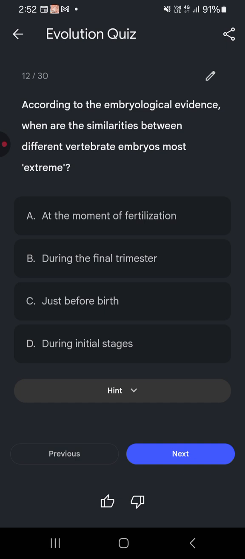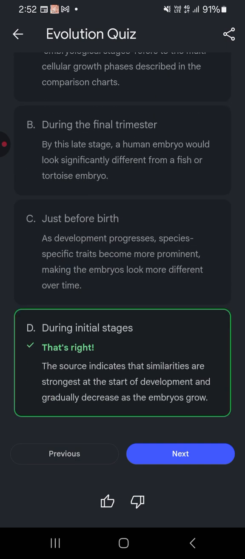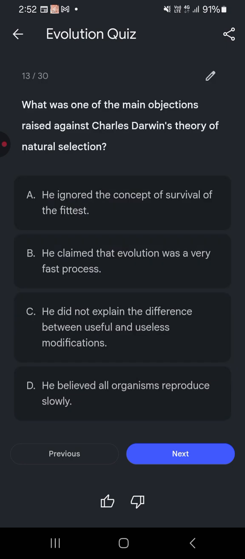According to the embryological evidence, when are the similarities between different vertebrate embryos most extreme? During the initial stages. Similarities are strongest at the start of development and gradually decrease as the embryos grow.